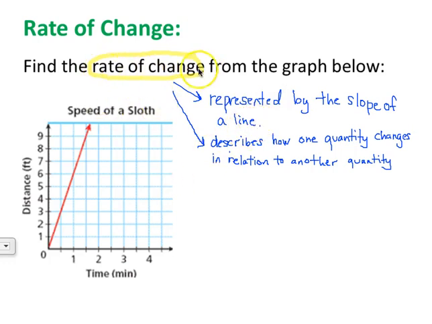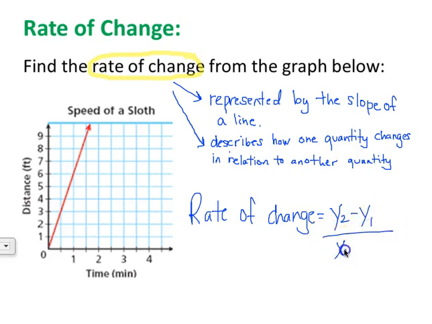So if we want to find the rate of change of this graph below, we want to find the slope of the line. That's all we're going to do, is find the slope of the line. So the rate of change is going to be equal to the change in y over the change in x. So again, really just finding the slope of this line. We just did that on the previous slide, didn't we?